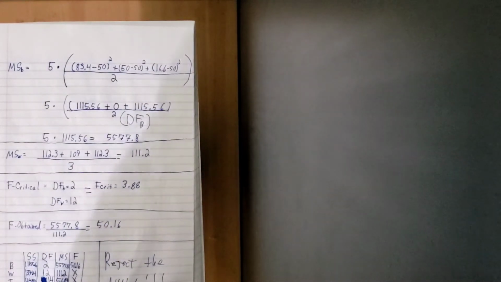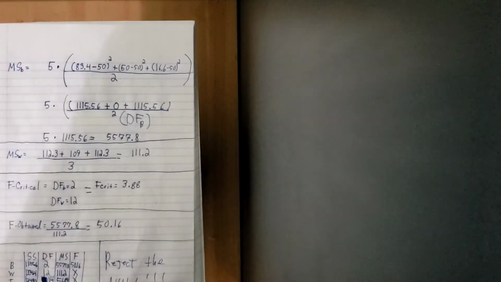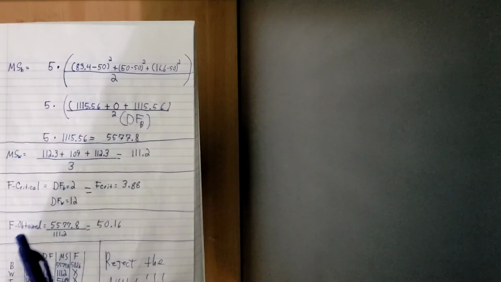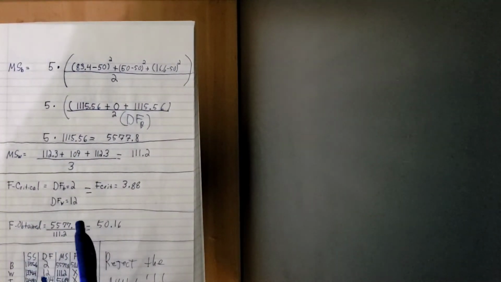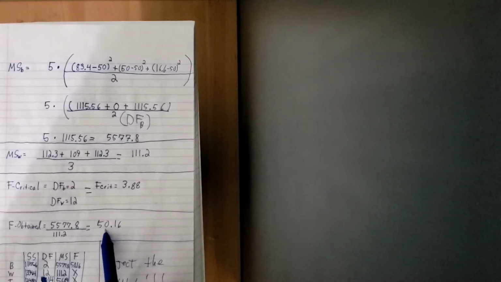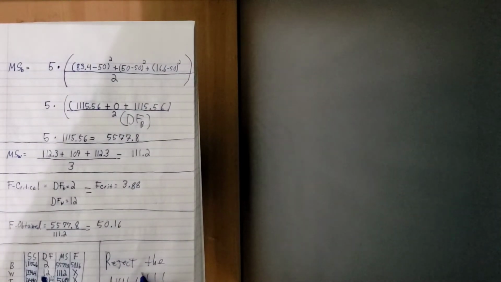Now to get F obtained, all you need is your MSB and your MSW. We just solved for both. So you do MSB divided by MSW, which is 50.16. 50.16 is a lot bigger than 3.88. Because of that, we are going to reject the null hypothesis and say that there is a significant difference found in this ANOVA.